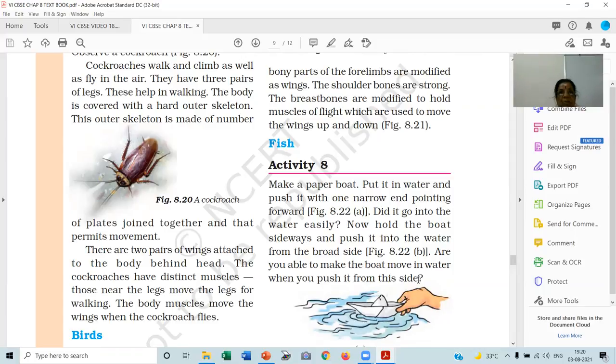So snail and cockroach are examples of external skeleton. I hope you remember this. So this is movement in the cockroach. The insect as a whole moves with the help of three pairs of legs and two pairs of wings. I hope you understand.